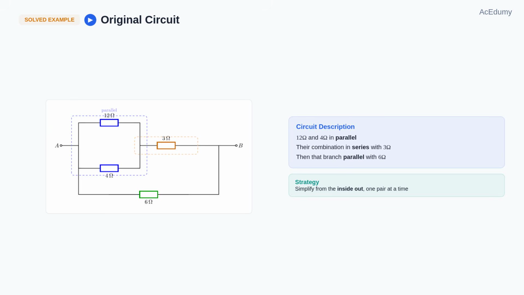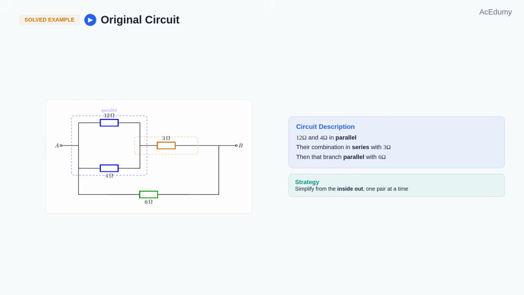Let's work through a mixed series parallel example. Here's our circuit between terminals A and B. We have 12 ohms and 4 ohms in parallel. Their combination is in series with 3 ohms, and that entire branch is in parallel with 6 ohms. Our goal is to find the total equivalent resistance.